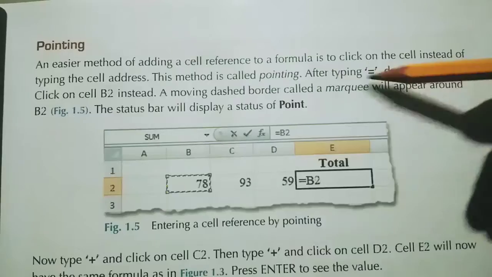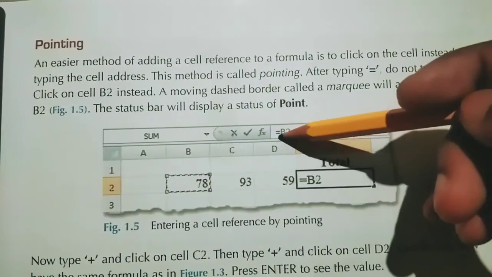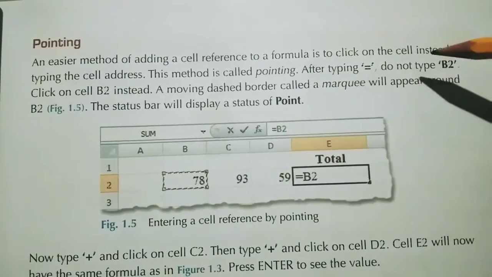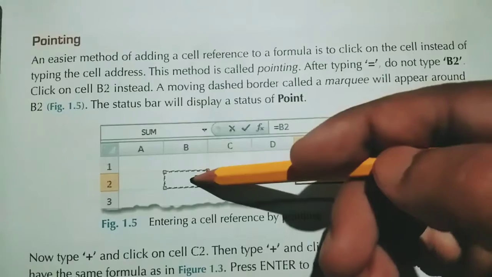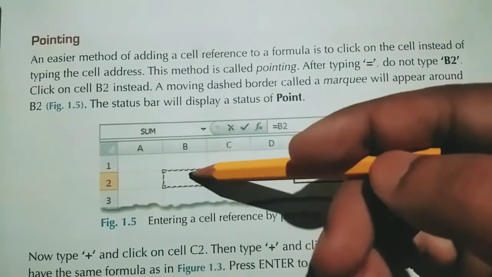See, after typing equal to, here the equal to sign is there. This is the formula bar where you have to type the formula. After typing equal to, do not type B2 here. You have to click on the B2 cell. So where is the B2 cell? This is the B2 cell. You have to click here with the mouse.